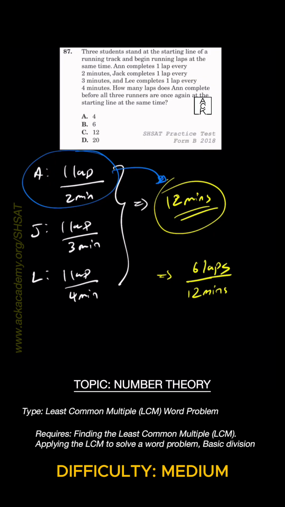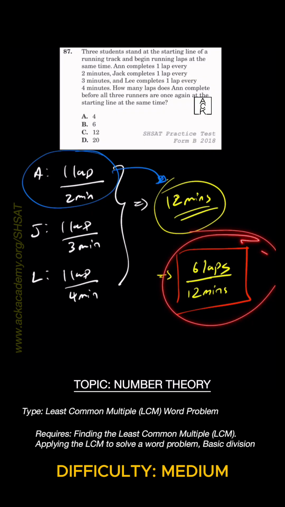And that's pretty much the answer. You can also find out how many laps Jack has run and how many laps Lee has run. Jack would have run 4 times 3, which is 12, so 4 laps. Lee would have run 3 times 4, 12, so 3 laps. But the question is asking for Anne, so that will be 6 laps.